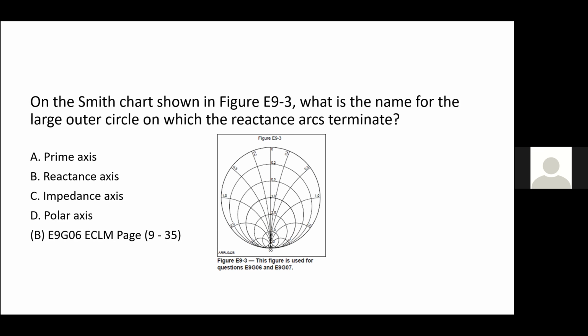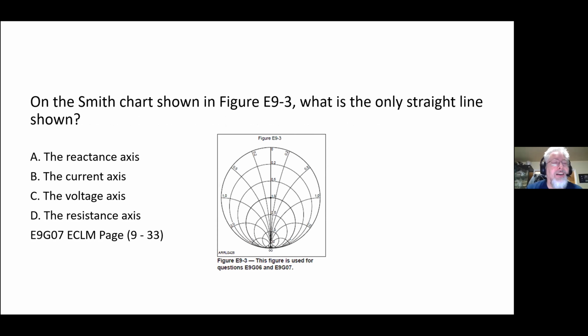Bravo is correct. The reactance axis. On the Smith chart shown in figure E9-3, what is the only straight line shown? A. The reactance axis. B. The current axis. C. The voltage axis. Or D. The resistance axis. Okay. Delta is correct. The resistance axis.